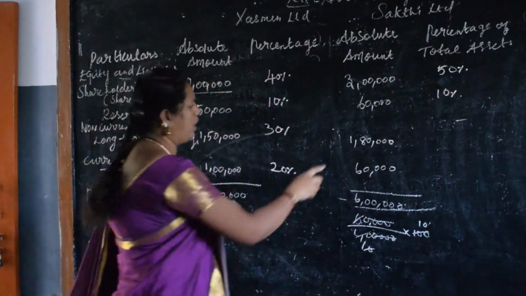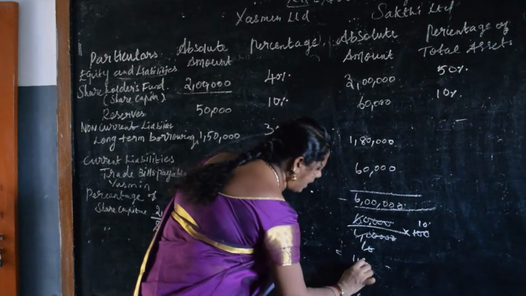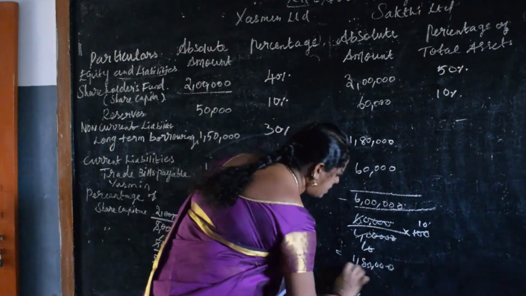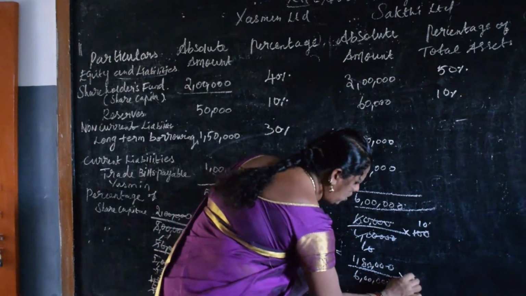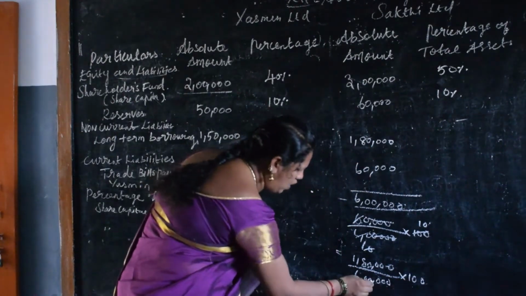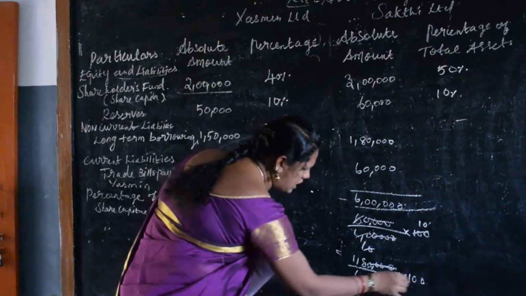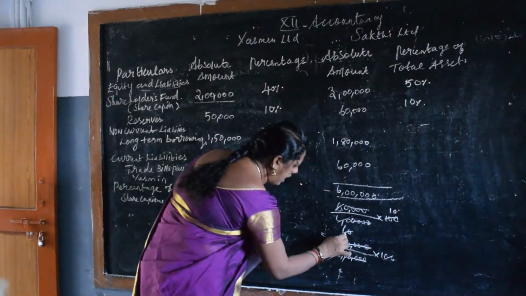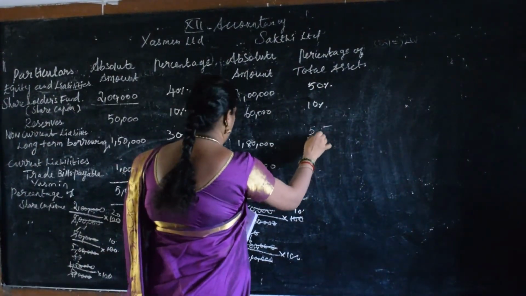Then next, moving on to that. What is the long-term borrowings? It is 1,80,000 divided by 6 lakh into 100. Strike out 4 zeros, 4 zeros. 1 times, 0, 0. Okay, 3 times. So, it is 30%.